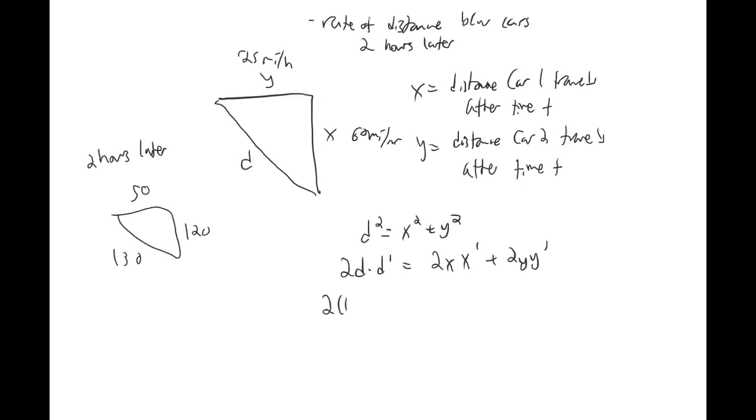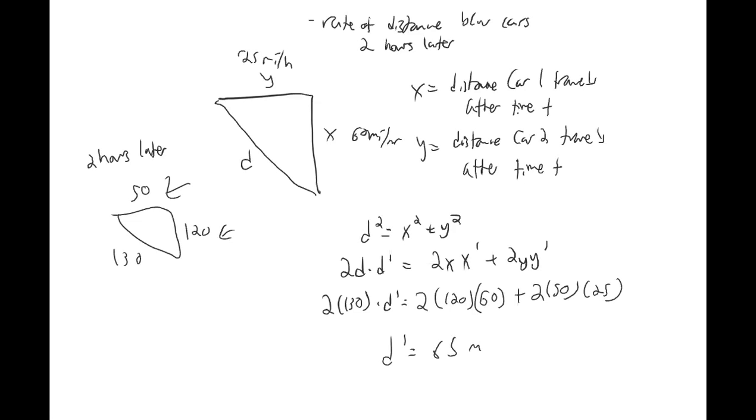So that's it. So 2 times, what's x? X is 120, right? Right here. And x prime is, what's the rate? Well, it's 60 miles an hour, right? Plus 2, what's y? It's 50, right? And then what's the rate? It's 25. If you solve for d prime, then you just do the algebra, you're going to get 65 miles an hour. So I got these numbers because it's asking for what's the rate when it's 2 hours later.